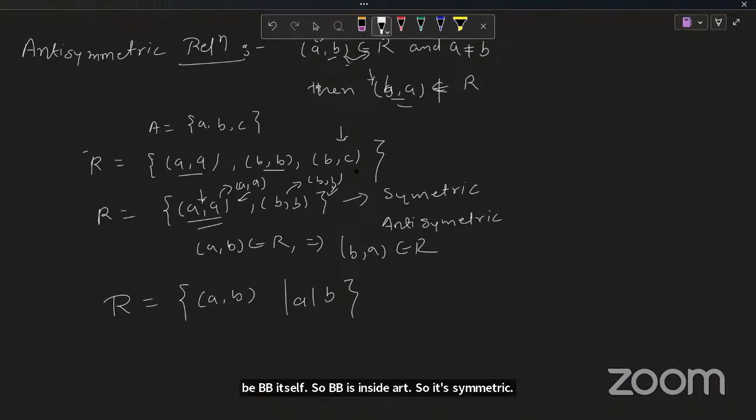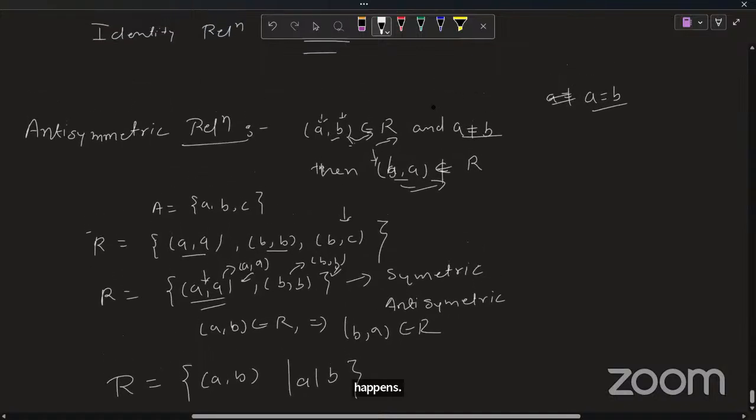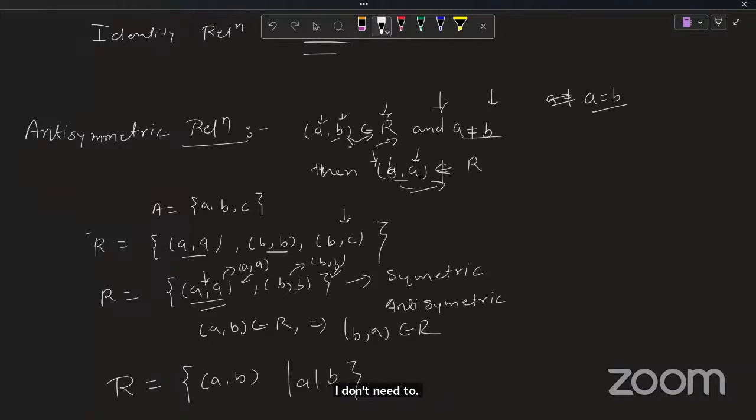Now he is asking how it is anti-symmetric. Anti-symmetric says that if this happens and this happens, then this does not happen. If the elements are equal, I don't need to worry about it; it can be inside R. Only if both conditions are satisfied will I restrict the BA element. If one of them is not satisfied, I will not restrict. Like, if someone is my son, then only I will restrict him from doing something. Otherwise, I will not restrict.